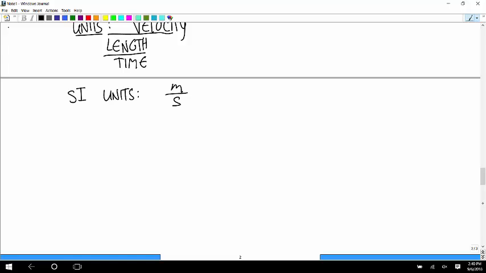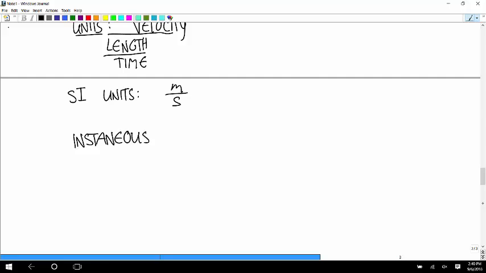Okay. So now let's talk about instantaneous velocity. So that has to do with your velocity at a single instant. It's like your speedometer tells you your instantaneous speed. It tells you at that instant how fast you're going. And instantaneous velocity is related to that.